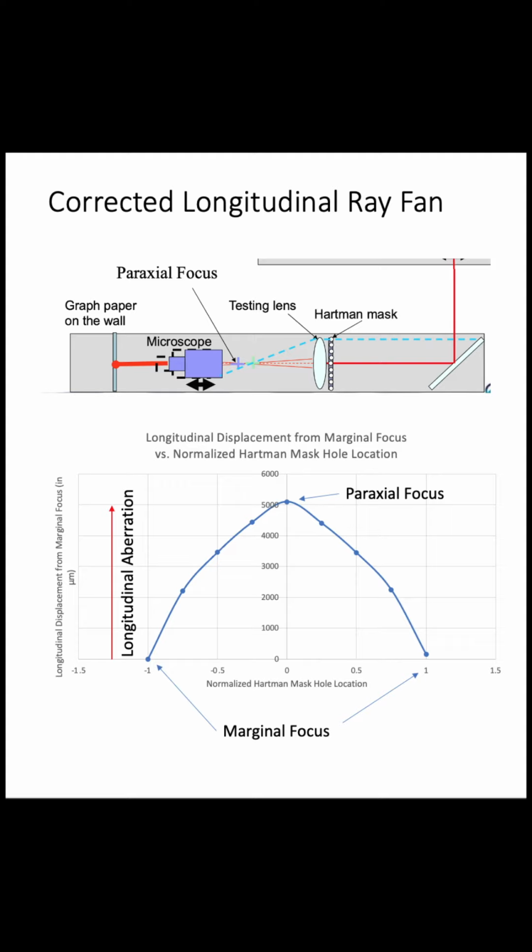This time, a smooth longitudinal ray fan diagram was found, displaying 5 millimeters of longitudinal aberration. And that concludes the lab.